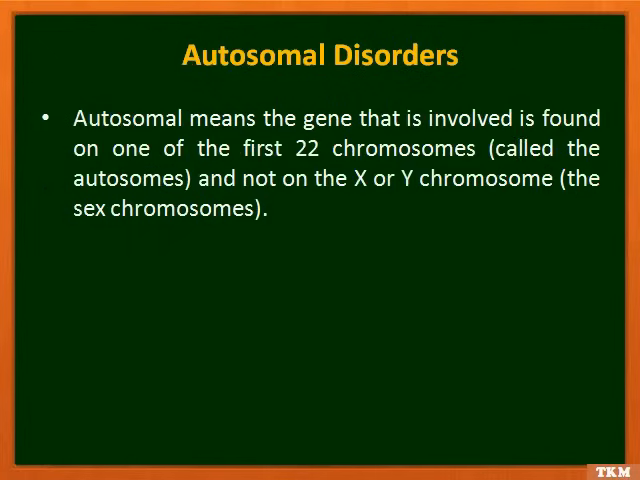Coming to autosomal disorder, as we all are aware, as we saw in our last lecture, there are 23 pairs of chromosomes in the normal human body. The pairs of chromosomes from 1 to 22 are called autosomes, whereas the 23rd pair of chromosomes are called the sex chromosomes. So autosomal means the gene that is involved is found on one of the first 22 pairs of chromosomes, and it does not lie on the X or Y chromosome, which are the sex chromosomes.